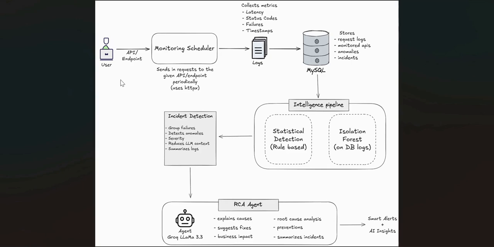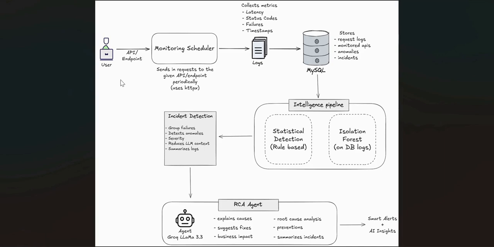Here we have two separate workflows. First is statistical detection, which is rule-based, and another is machine learning-based Isolation Forest. These two run in parallel. After that, we have the incident detection, in which it groups failures, detects anomalies, reduces the LLM context, which is the main point here, and summarizes the logs.